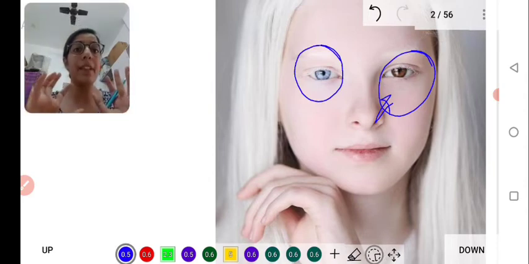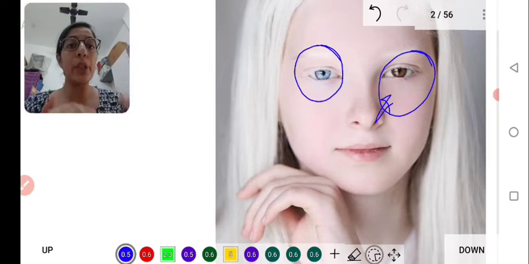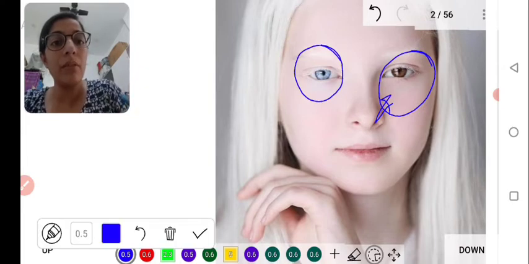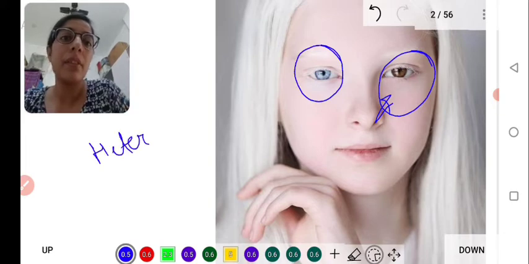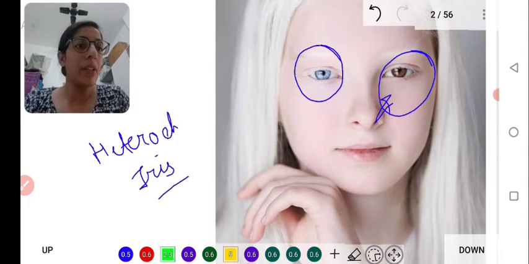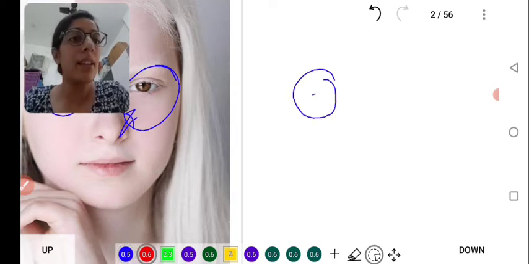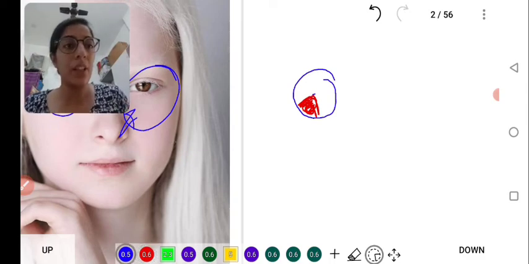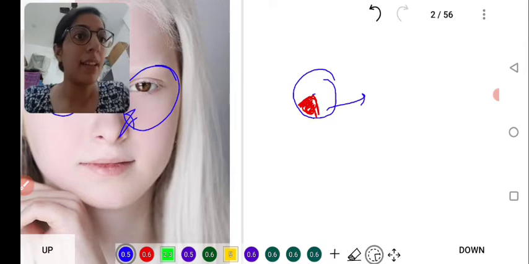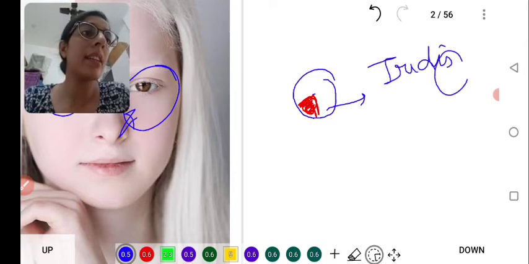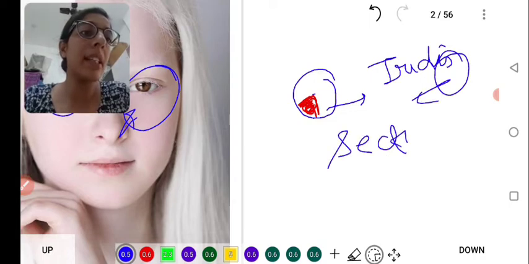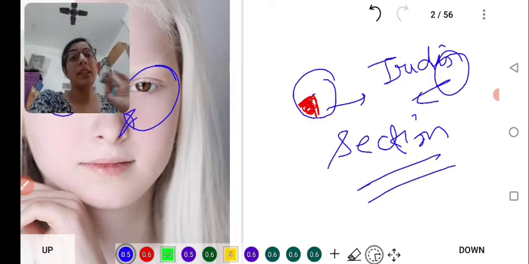Here, the condition when there is a difference in one eye's color from the other is known as heterochromia iris. Let me write it down. Heterochromia iris. Sometimes there is a difference in only a section of the eye. Here is the iris, and only this section is different from the other section of the same eye; that is known as iridis. You can remember it from this meaning section. And the other one is the iridium.